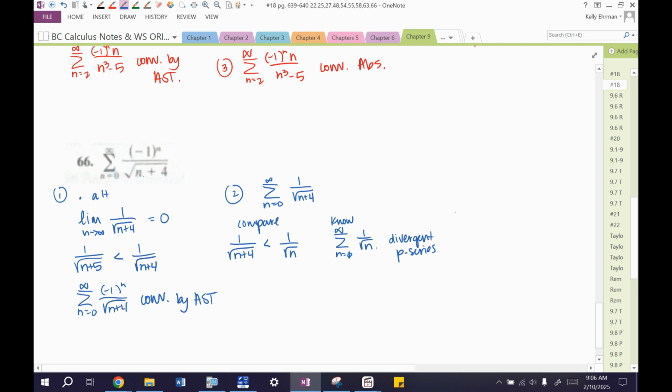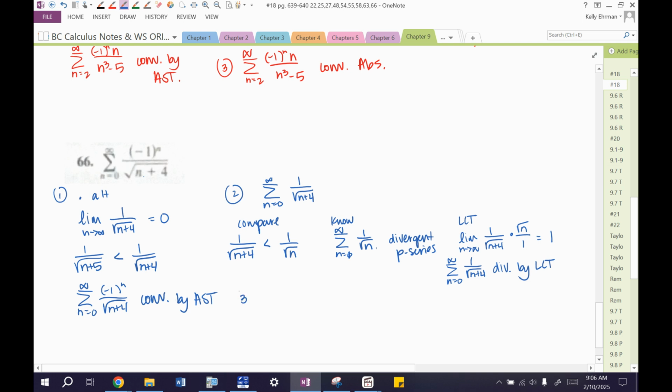And then I need to use LCT again because the one on top is diverging, and that's not affecting the one that's growing faster. So the limit as n approaches infinity of 1 over radical n plus 4 divided by 1 over radical n, or times radical n over 1, that's equal to 1. So these two series act the same. It means that this positive series of 1 over radical n plus 4 also diverges by limit comparison test.